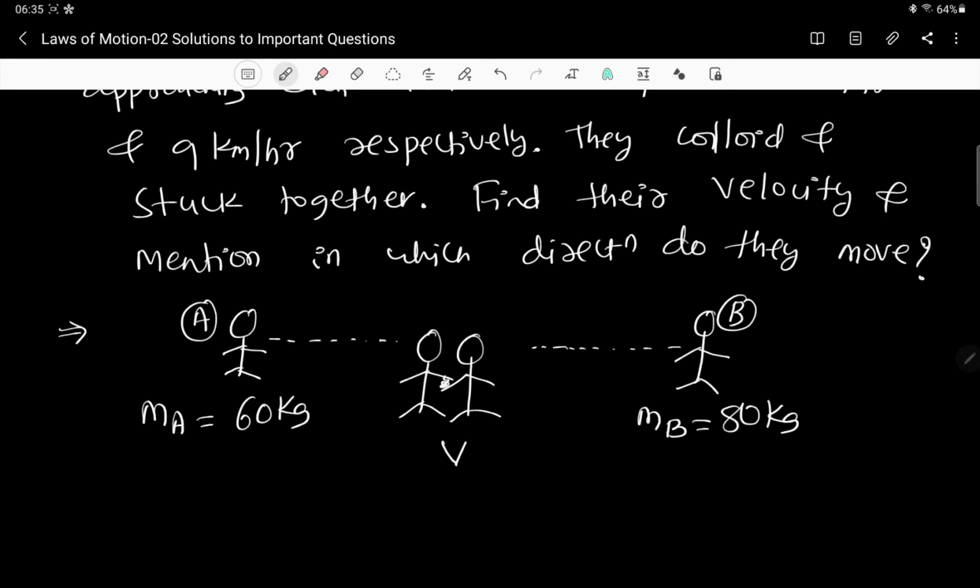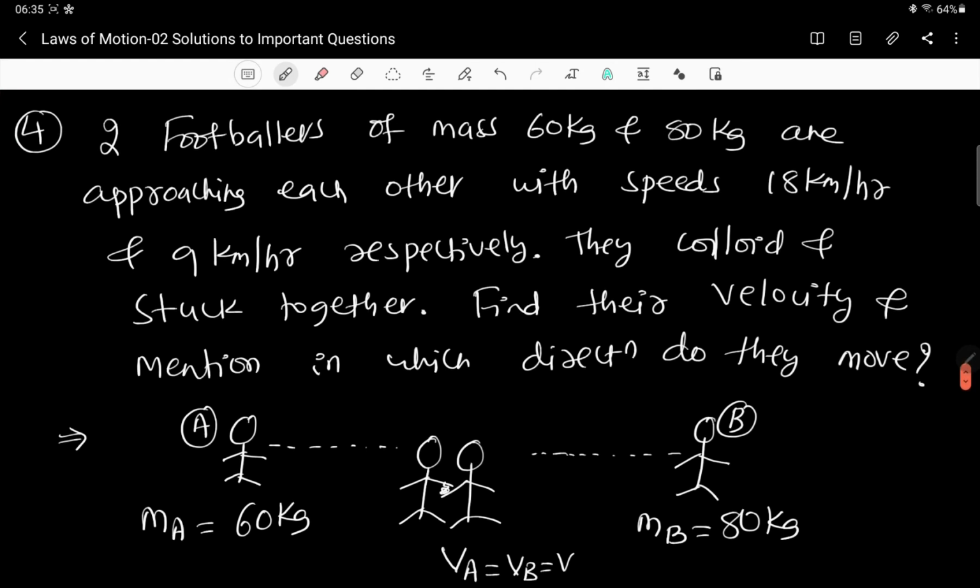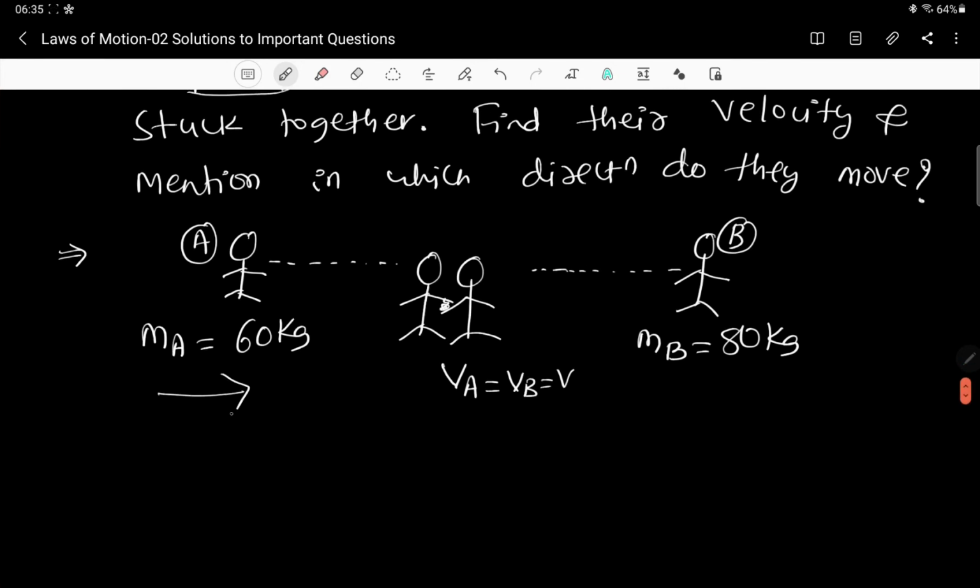Their final velocity of A and final velocity of B, both are the same, no? It is equal to v. Initially, with how much velocity is this person moving? Look at this: 18 kilometer per hour and 9 kilometer per hour. So this person, uA, was moving with a velocity of 18 kilometer per hour. And how about this person? This person was moving with velocity uB, equal to 9 km per hour, and they collide and start to move at the same velocity.